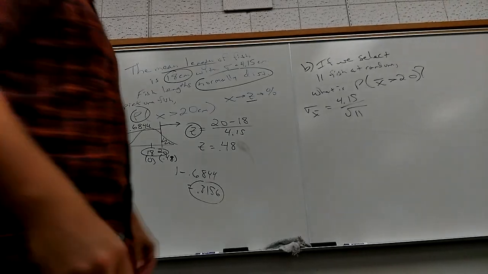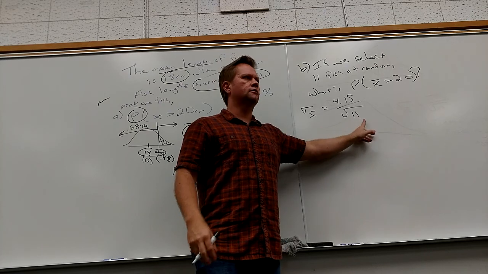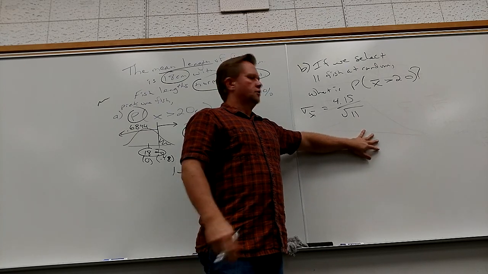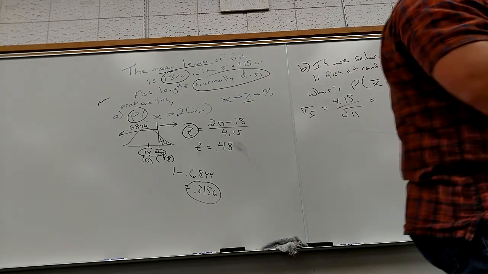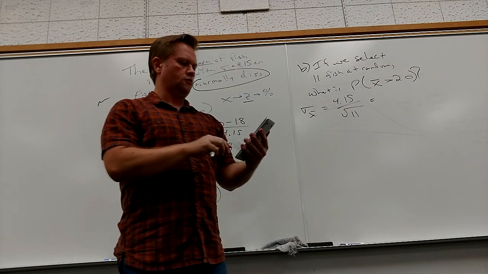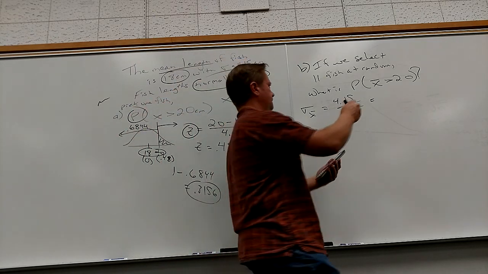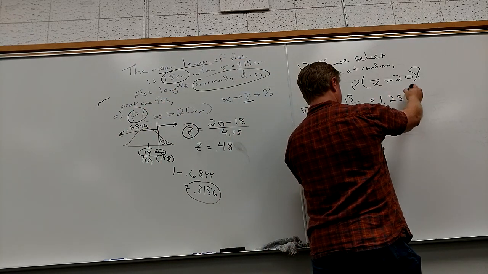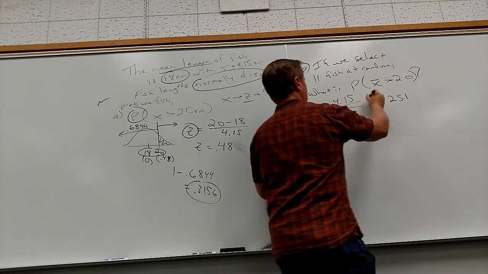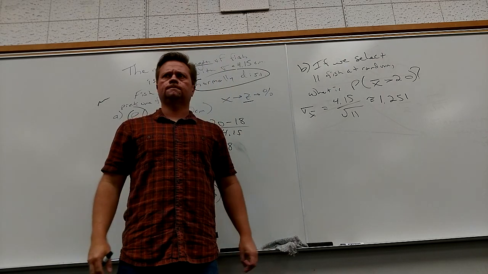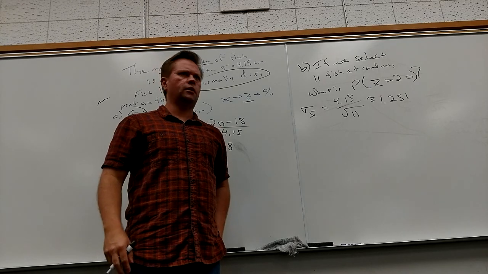People put all kinds of weird stuff. This is n. This is not the mean. This is divided by the square root of n. Okay. What do you guys get? 1.2513. I like it. Everybody good with that? Yes?